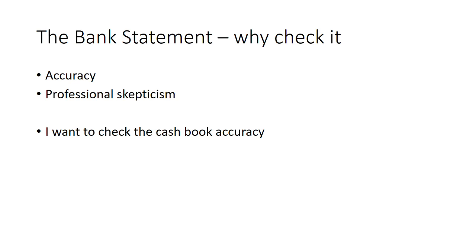We've got two things going on here. On the one hand, we're checking it for accuracy, and on the other hand, we're being professionally skeptical. We think there's a possibility of errors, and there's also the possibility that people are committing fraud against us. So we want to check this thing is accurate, and we want to check for fraud as well. On the other hand, there are things in the bank statement that we don't know about, and will never hit our cash book unless we check the bank statement and update our cash book. So that's why we check it.